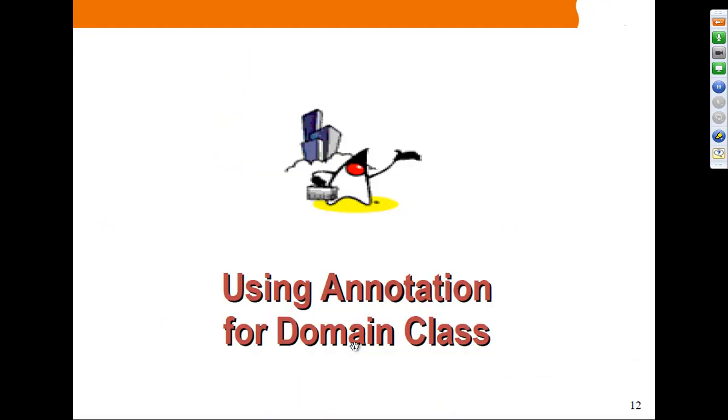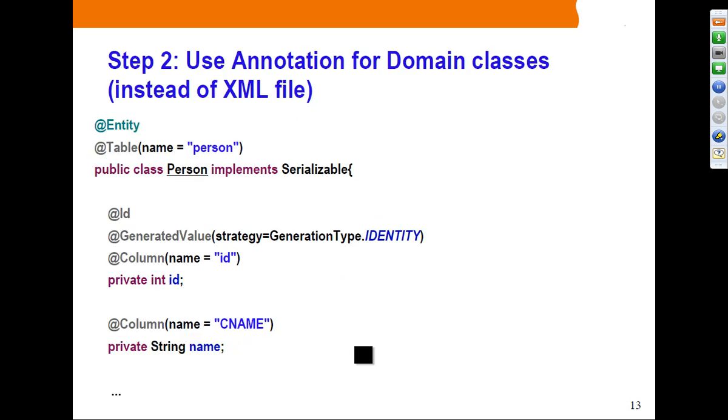Okay, so last thing we are going to cover in this step-by-step guide is using annotation for domain class to table mapping. So instead of using XML file, here, instead of actually creating the person .hbm.xml file, we can actually use the annotation in the domain class. Okay, so the annotation you are going to use are pretty similar to JPA annotation. This is the only time that we are going to actually use the annotation for Hibernate topics.